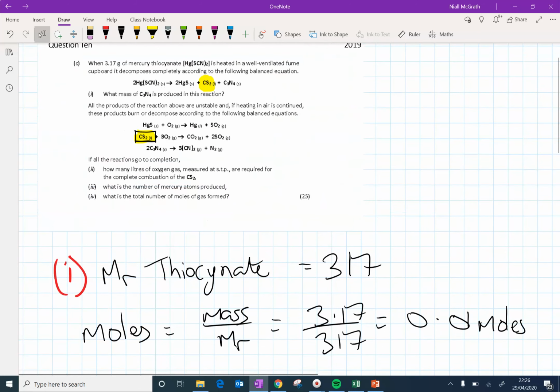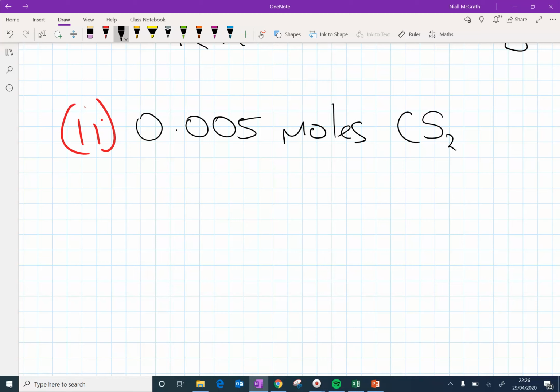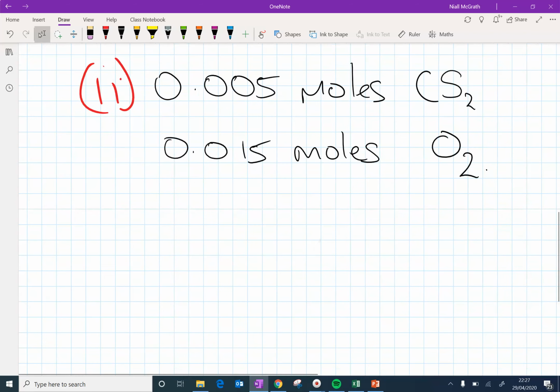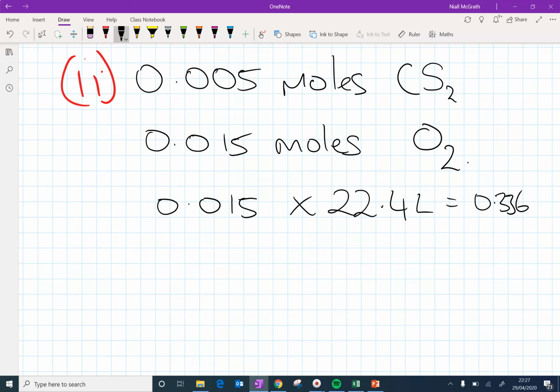We see that they react with 3 moles of oxygen, so 3 times the amount of moles of oxygen. That means we have 3 times 0.005, so that's going to be 0.015 moles of oxygen. To find the litres that we need, it's 0.015 multiplied by 22.4 litres, and that gives us an answer of 0.336 litres. That's part 2.